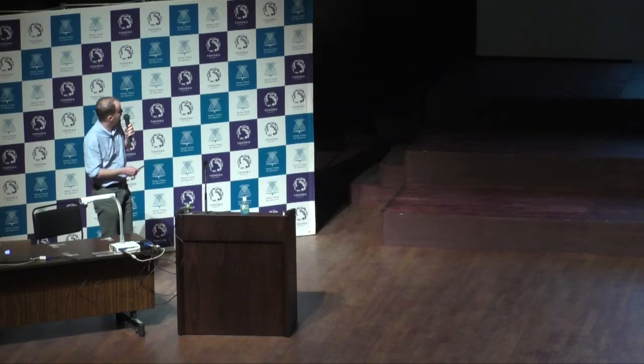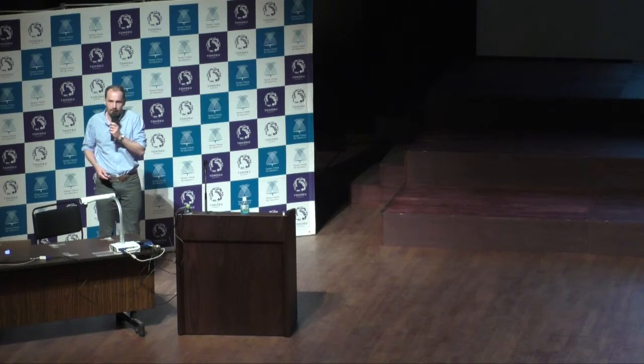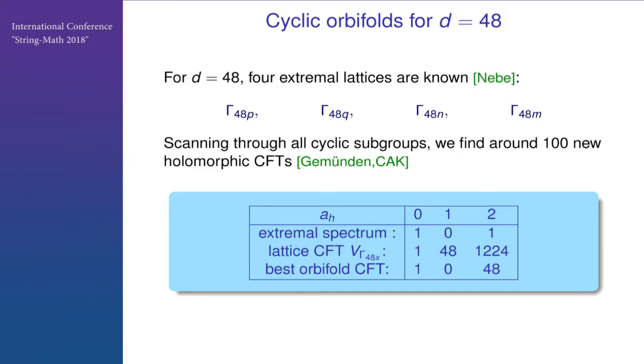So for d equals 48, I think I already mentioned there are 4 extremal lattices known. They have been constructed explicitly, and in particular also their automorphism groups are known, or at least in 3 of the 4 cases the complete automorphism group is known. In the 4th case, I believe, a relatively large subgroup of the full automorphism group is known. Now what we can do is systematically scan through all cyclic subgroups of these automorphism groups. And we can check for every such cyclic subgroup if we can lift it to a symmetry which allows a non-anomalous orbifold. And if there is a non-anomalous orbifold, we can compute what the partition function is like.